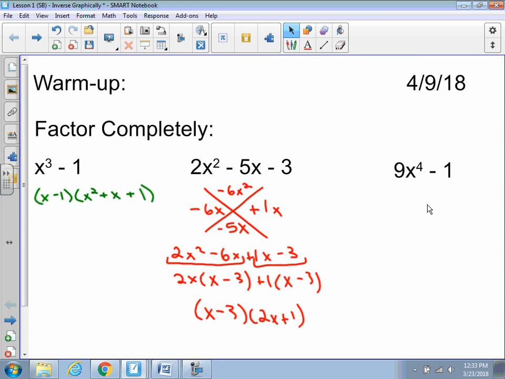Our last problem, that is a difference of squares. So our pattern is 3x squared, 1, 3x squared, 1. One's a plus and one's a minus. I can't go further with 3x squared minus 1 because of that 3. 3 is not a perfect square.